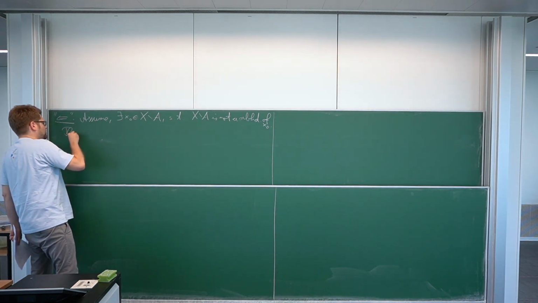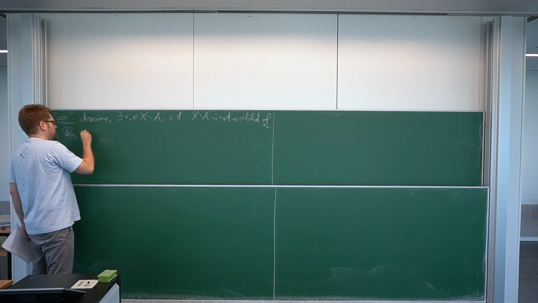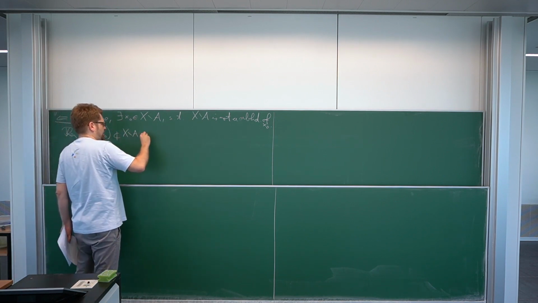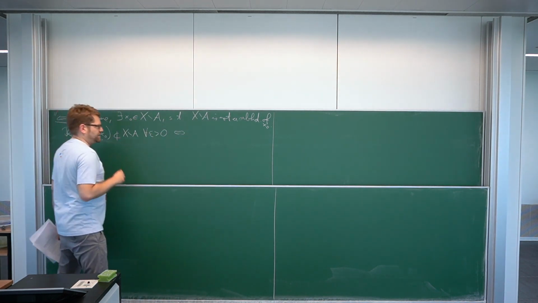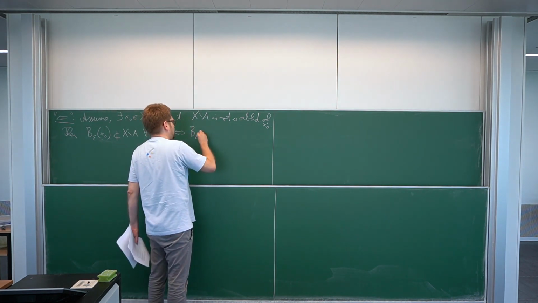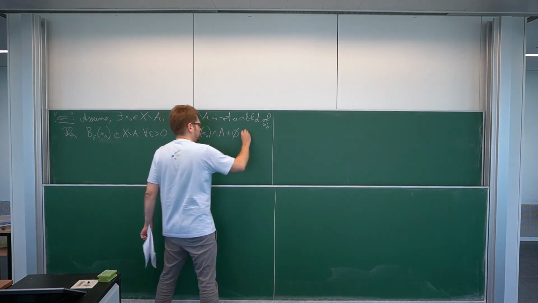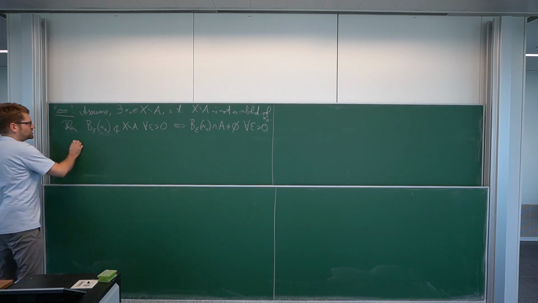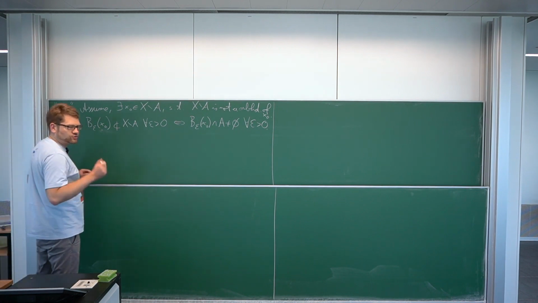So what does this mean? This means there is no epsilon ball around x0 which is contained in X without A. So this means every epsilon ball around x0 is not contained in X without A for all epsilon bigger than 0. And this is of course the same as to say that B epsilon of x0 intersects A. So this intersection is non-empty for all epsilon bigger than 0. Okay, now we want to argue via sequences because this helps us now to construct a sequence which converges to x0 and which lies in A.